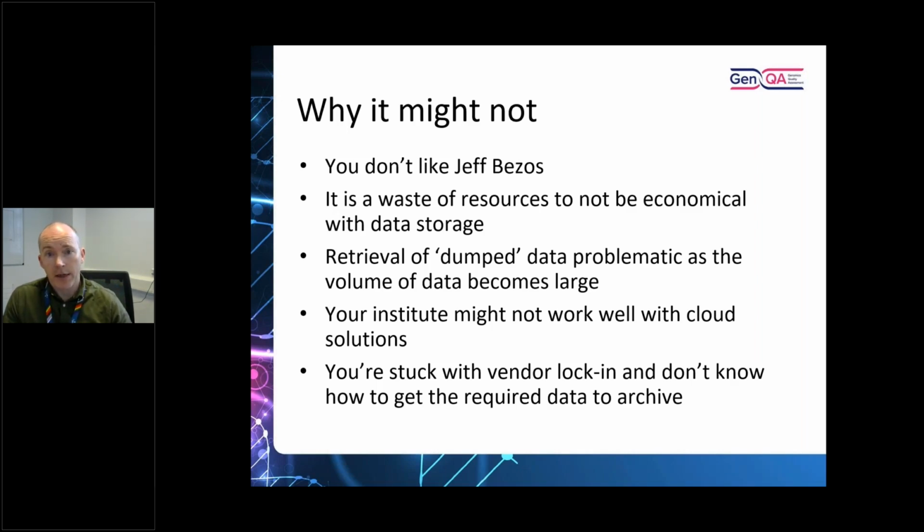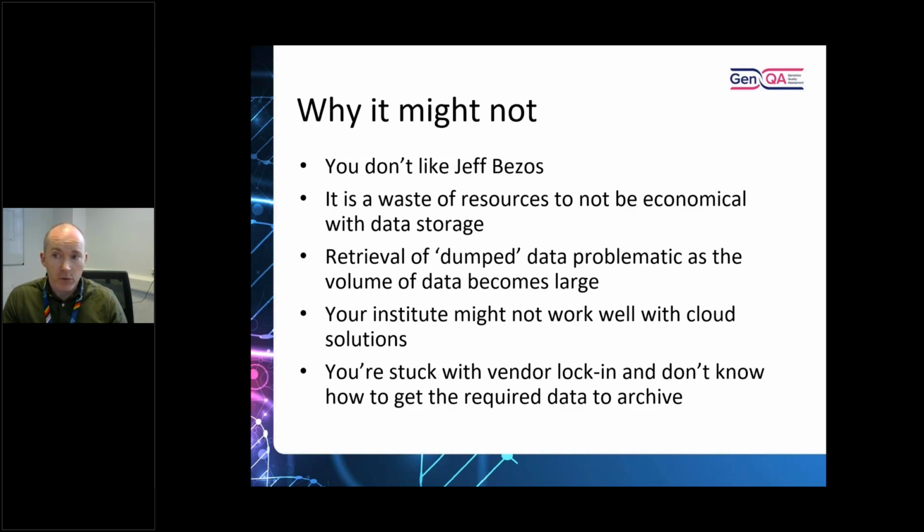So what might happen in that case is you have so much data, it's practically useless because it's too big to analyze or too big to do anything with. So again, it's one thing to store it, it's another thing to get it back and do any further analysis on it. Your institute might not work well with cloud solutions.